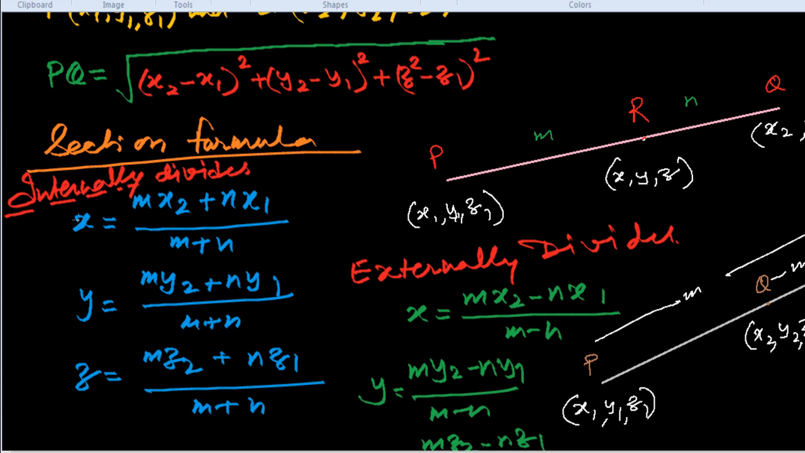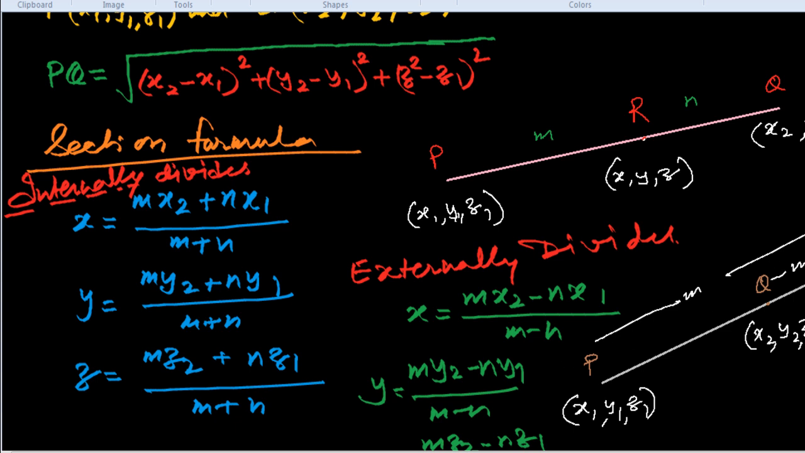Then we can find out through this: x is equal to (mx2 + nx1) over (m + n), and y is equal to (my2 + ny1) over (m + n), z is equal to (mz2 + nz1) over (m + n). And if it divides externally, P and Q are the two points (x1, y1, z1) and (x2, y2, z2), and the point R which divides the segment PQ externally has the coordinates (x, y, z), and it divides in the ratio m is to n externally.